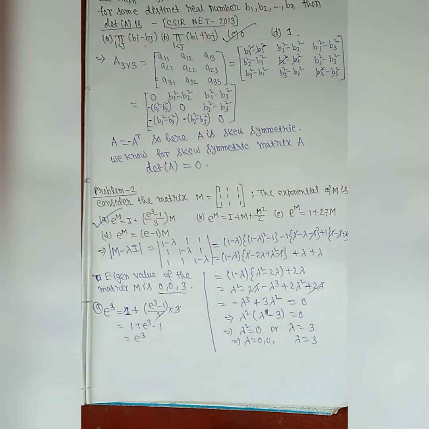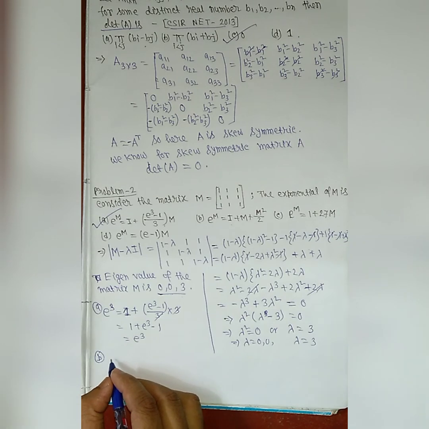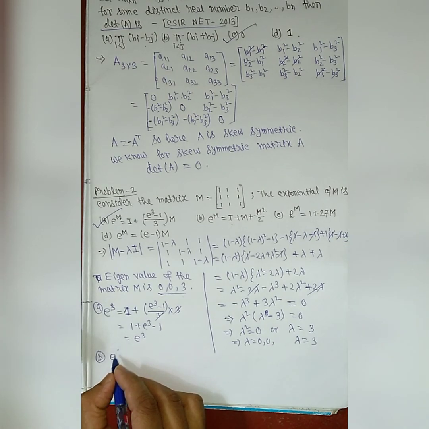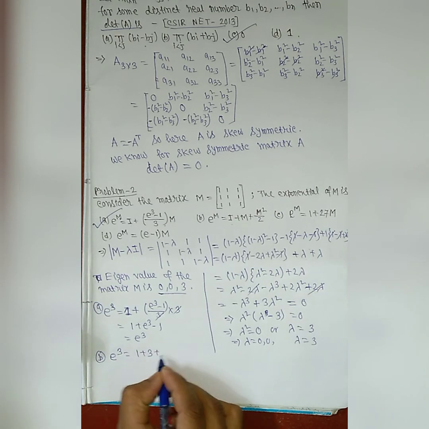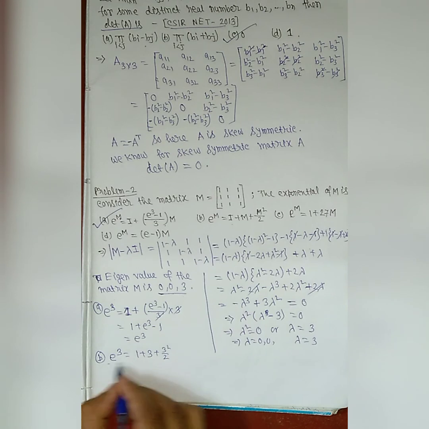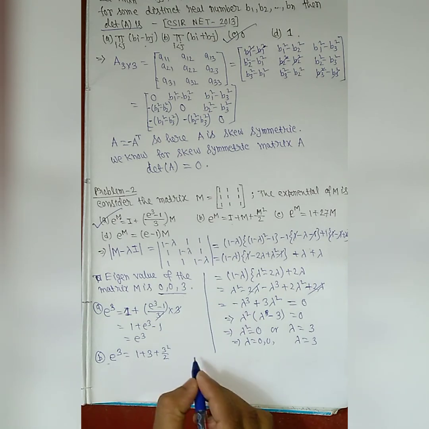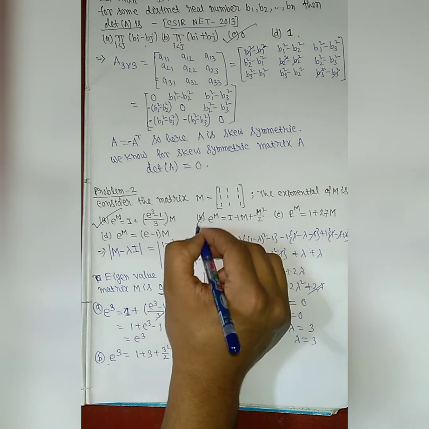And if we check option B, whether it is correct or not, it is e to the power 3. If we calculate this, 1 plus 3 square by 2, this does not come in the form of e to the power 3, but if it is continuously coming in this form, then it will come in the form of e to the power 3. Okay, so option B is incorrect.